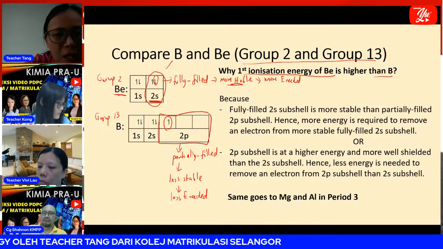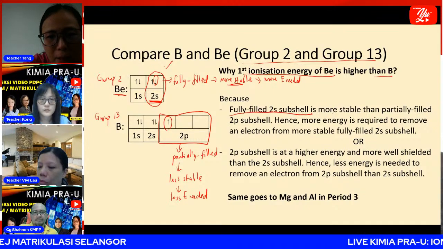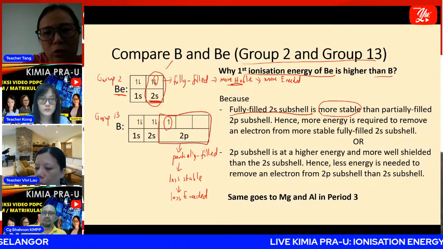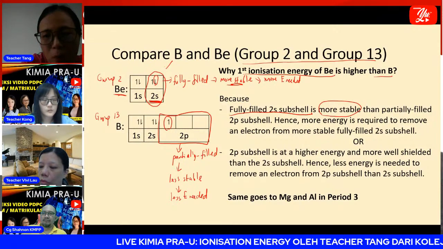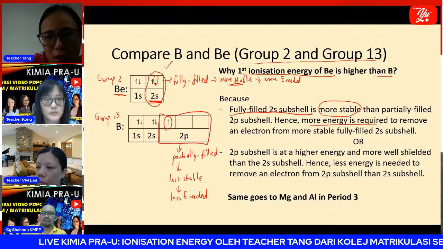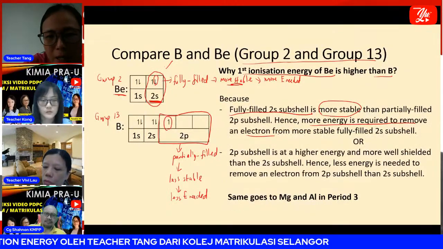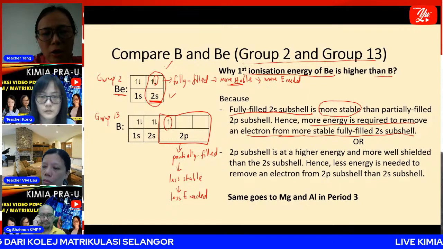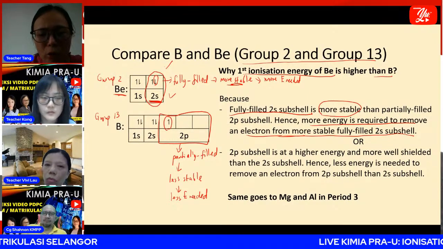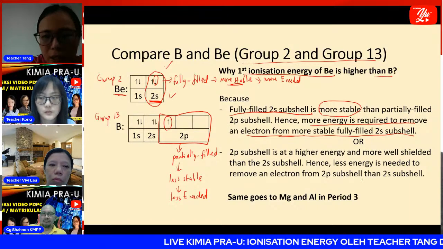Okay, because in beryllium, we remove an electron from the more stable, fully filled 2s subshell. Therefore, more energy is needed in order to remove an electron from the more stable, fully filled 2s subshell of beryllium. Besides that, we can also explain it in another way. Let me draw first.